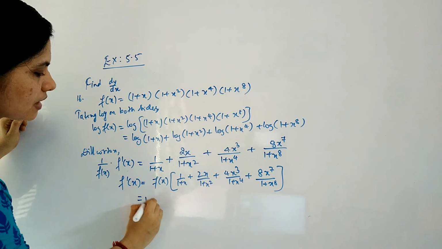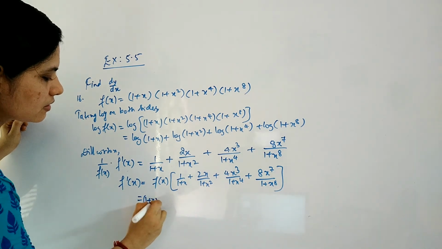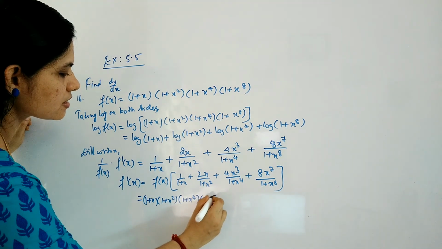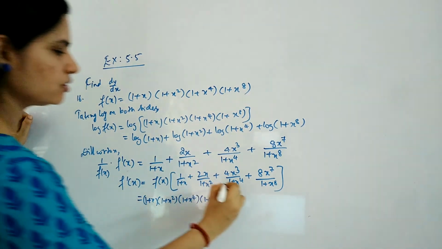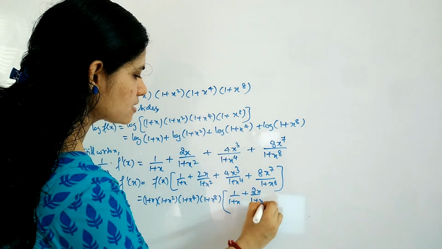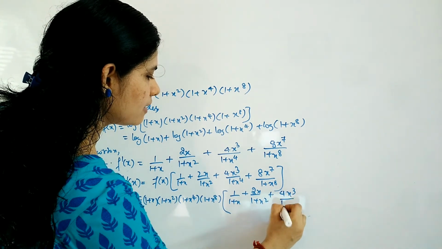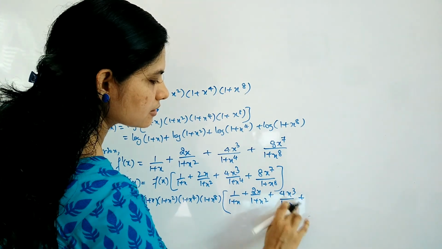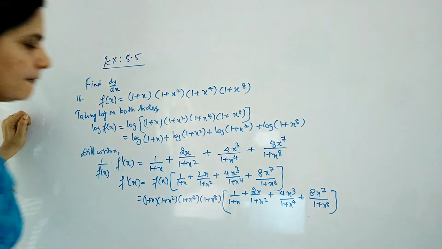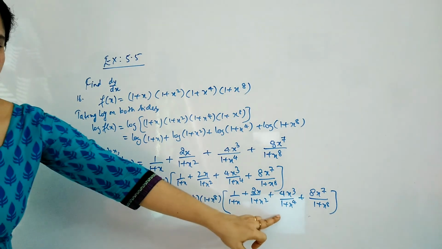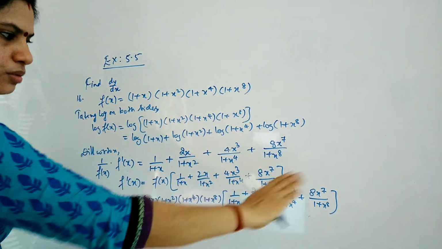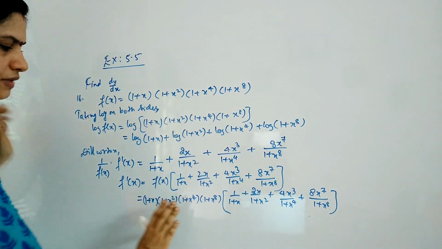Okay. So that you will get 1 plus x into 1 plus x square into 1 plus x raised to 4 into 1 plus x raised to 8, whole, into 1 by 1 plus x plus 2x by 1 plus x square plus 4x cube by 1 plus x raised to 4 plus 8x raised to 7 by 1 plus x raised to 8. You can stop here, since if you take the LCM you will get this term whole in the denominator, but this term will be extended so much that it will be difficult for you. So we are just keeping it like this.